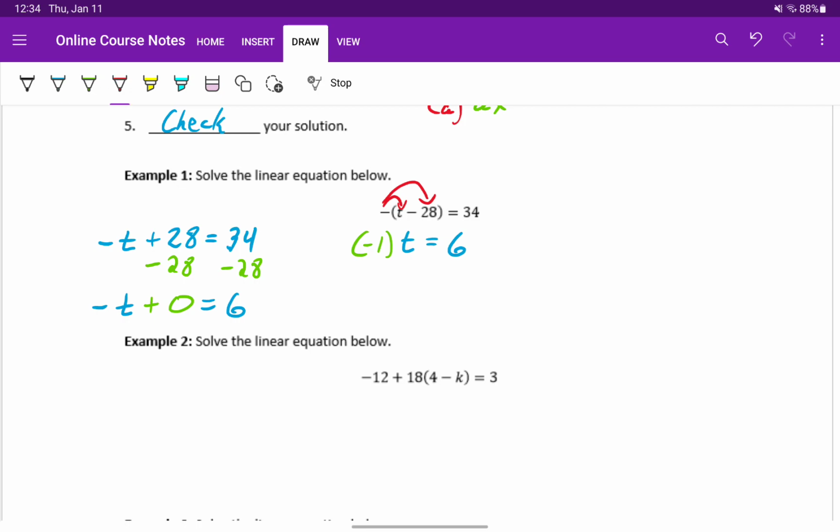We're down to the step where we want to multiply both sides by the reciprocal of that coefficient. The reciprocal of negative 1 would be 1 over negative 1. So we'll multiply both sides by 1 over negative 1. On the left-hand side, negative 1 over negative 1 will cancel. This will leave us with just t. And on the right-hand side, we'll have 6 over negative 1, which is the same thing as 6 times negative 1, or negative 6.